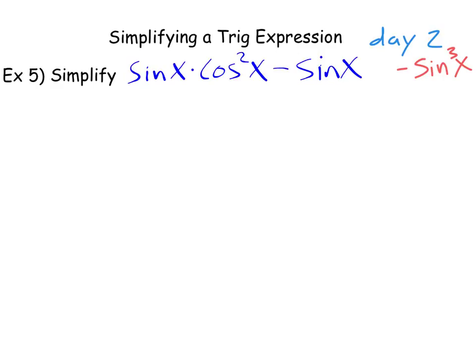Okay? We left off in the first day doing some factoring. Anytime you can factor, you probably should. So on this one, I see two terms being subtracted. Both you can take out a factor of sine of x, which would leave cosine squared minus 1. Okay? Cosine squared minus 1.